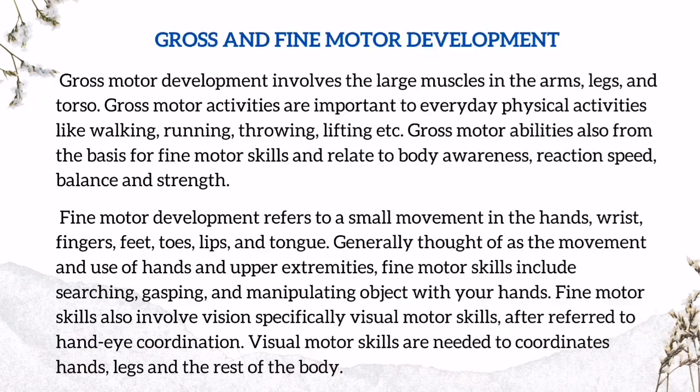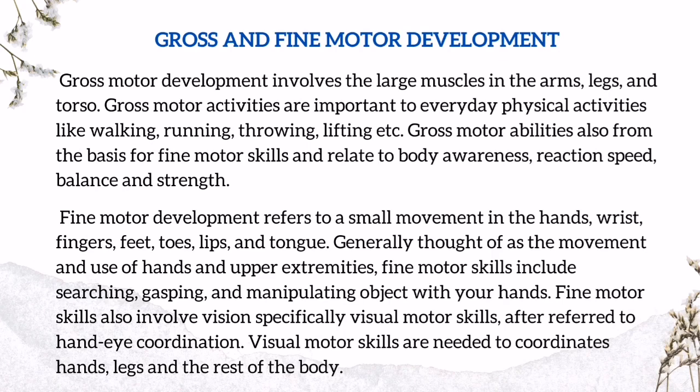The gross and fine motor development. Gross motor development involves the large muscles in the arms, legs, and torso. Gross motor activities are important to everyday physical activity like walking, running, throwing, lifting, and so on. Gross motor abilities also form the basis for fine motor skills and relate to body awareness, reaction, balance, and strength. Fine motor development refers to small movements in the hands, wrist, fingers, feet, toes, and tongue.